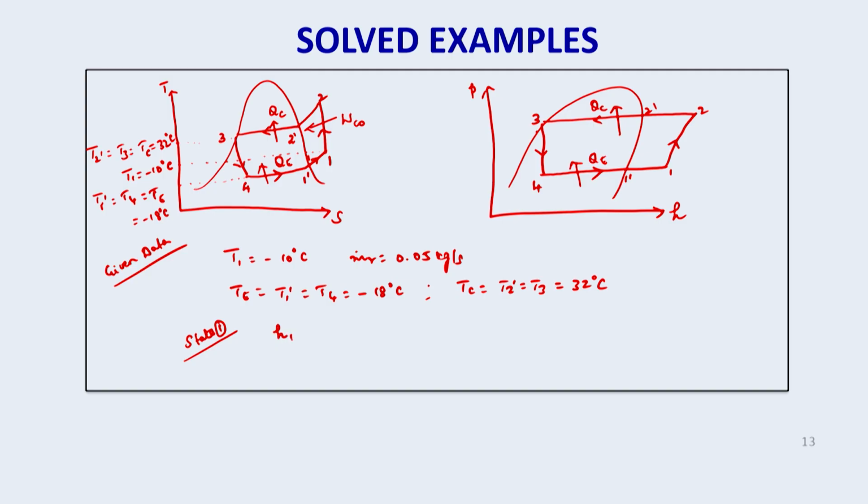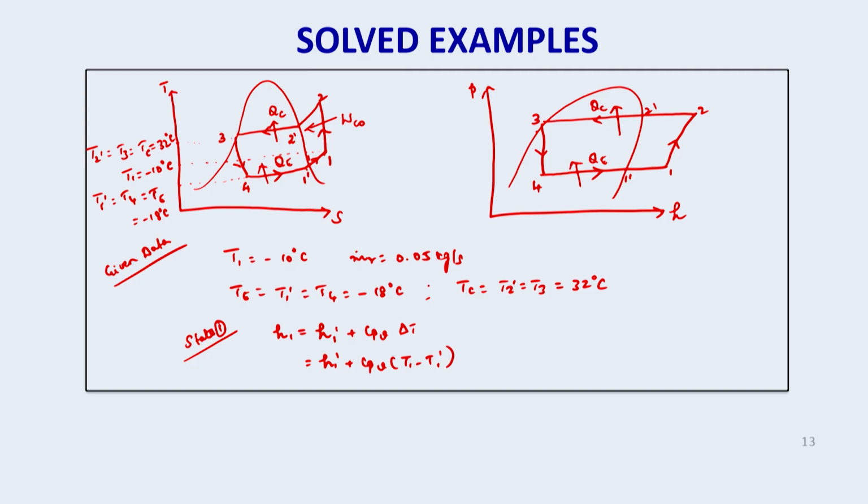So let us find out H1. H1 is equal to H1 dash, this is the superheated state, this is the saturated enthalpy, plus Cp of vapor into delta T, where delta T is T1 minus T1 dash.